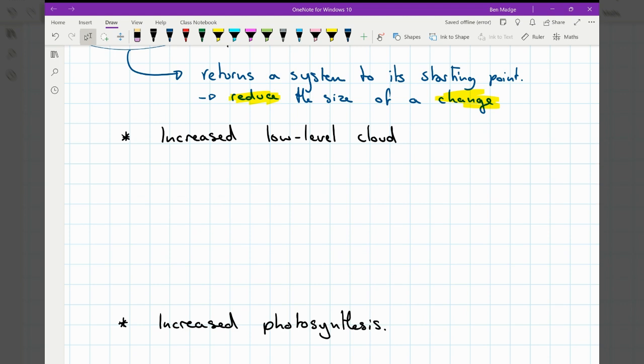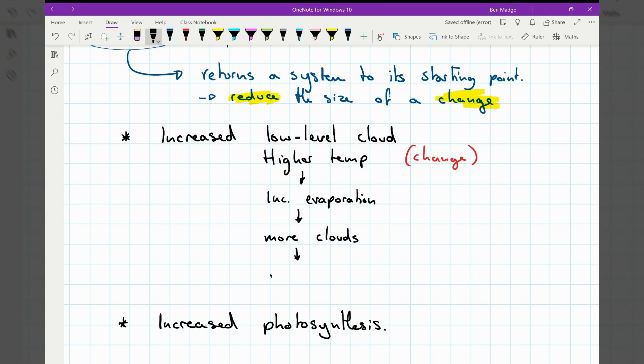Increased low-level cloud. So we start off with a change, higher temperatures. So this is our change caused by, for example, enhanced greenhouse effect due to emissions of CO2. This results in increased, I'm just abbreviating increased to INC at the moment, increased evaporation. And this will result in more clouds.